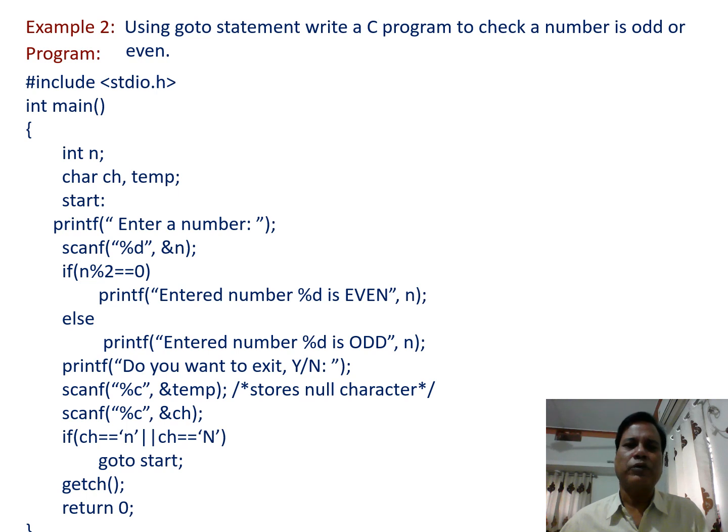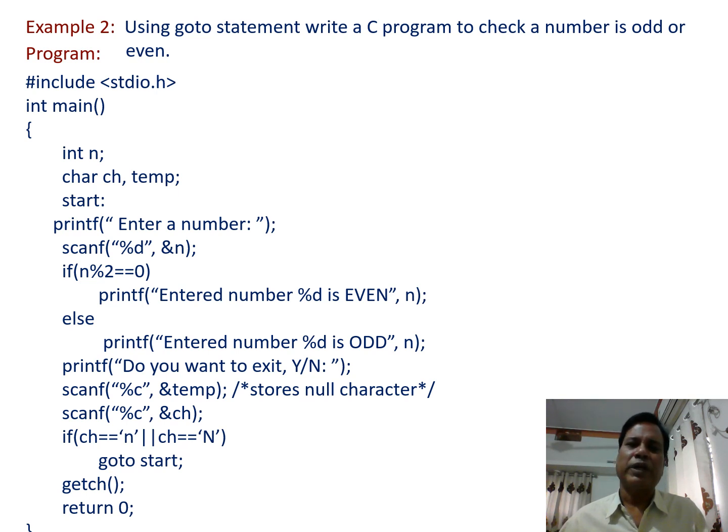Control is transferred to the start. That is, this is done. So if the user wants to check another number, then it checks another number for its odd or even. So if n is there, control is transferred to the label start. Then again enter a number.